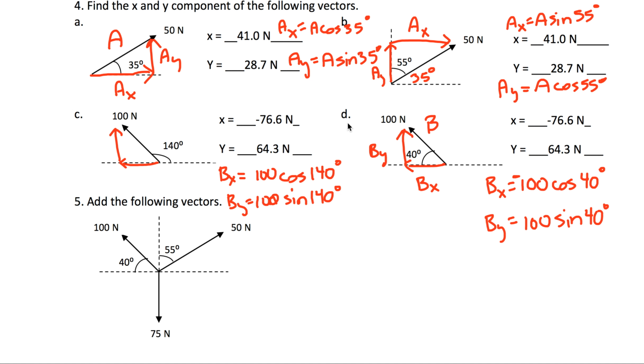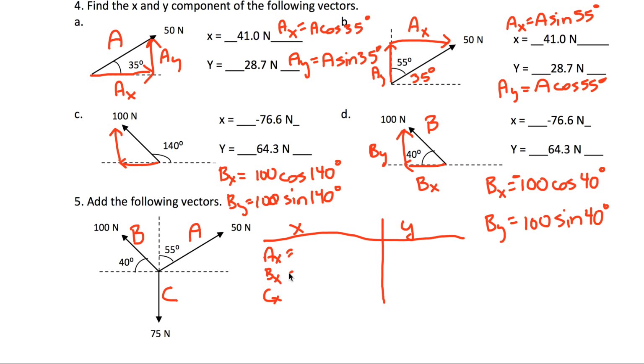Let's go ahead and do number 5, which uses some of the information that we found over here. We're adding these three vectors, and we've already looked at these two vectors. So I'll go back, call this vector A, vector B, and I'll call this one over here vector C. When we're adding vectors, we're always separating the x and the y components. So on my paper, I'm going to separate the components with a line. I'm going to do ax, bx, cx, find all of those components, and ay, by, cy, find all of those components.